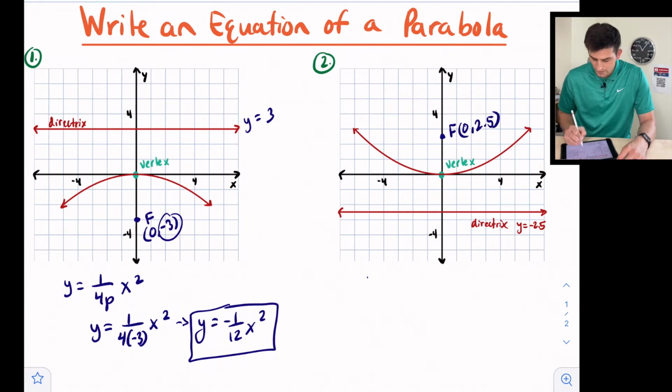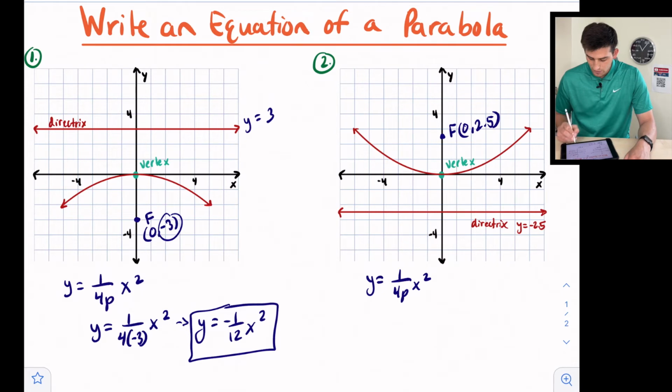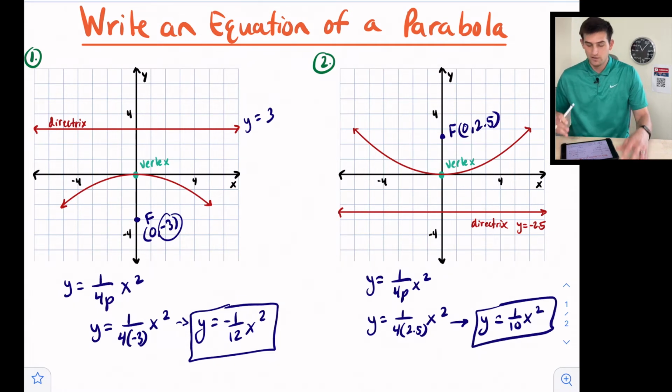So now we know that we're going to have y equals 1 over 4p x squared. That's our original equation. And now we're going to plug in 2.5 for p. So y equals 1 over 4 times 2.5 x squared, and that's going to give us y equals 1 over 10 x squared. Okay, so we get y equals 1/10 x squared for number 2.